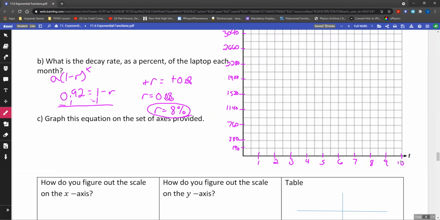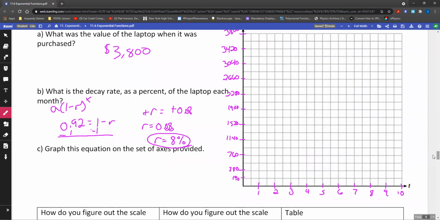All right, so what we can do is plug a lot of this stuff in. Like I said, use the calculator for this. So at 0, it starts up here. At 1, it goes to 3,496. So it's a little bit of eyeballing, but it's going to be right around there. At 2, it's 3,216. So that's going to be about there.